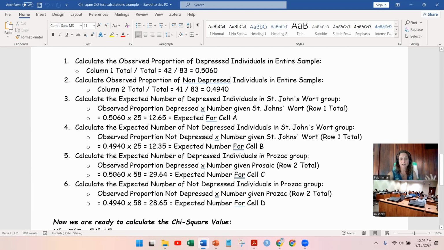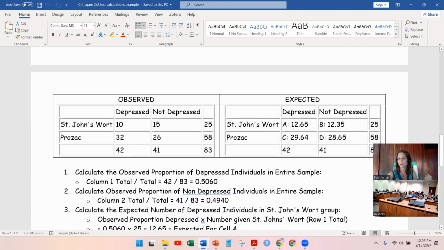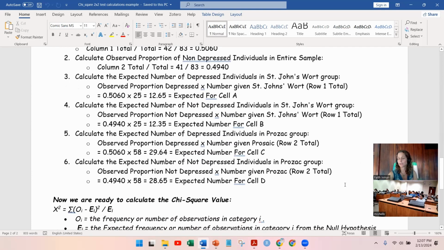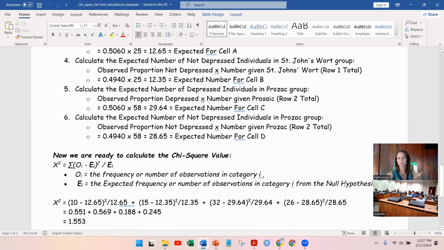The only thing that's different here, you're multiplying by the proportion of depressed times the number given Prozac, the proportion not depressed times the number given Prozac, and that gives you your expected number not depressed, 28.65 here. And then if you add them all up, you get the same numbers down here and over here and over here, right? So you'll just do that for our class data and last class data.